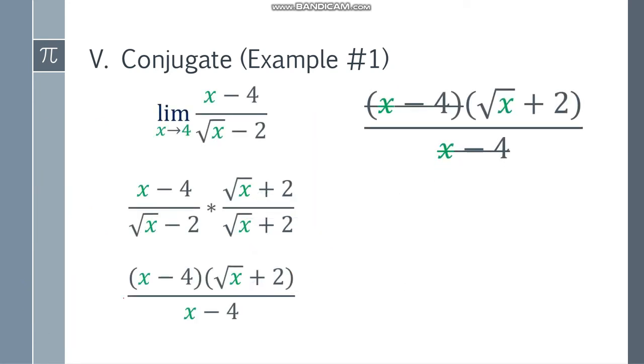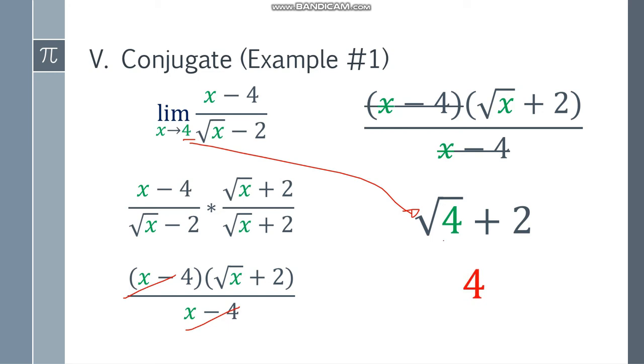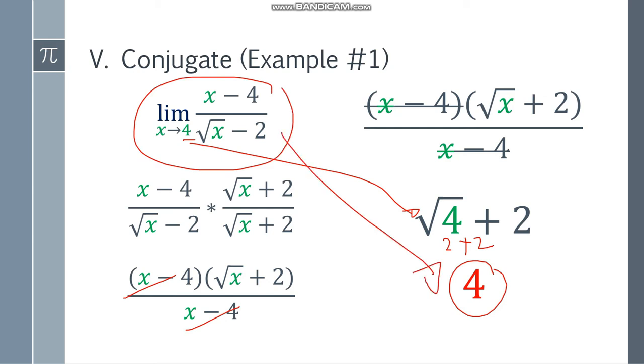Now, we could cancel the x minus 4 here. And we have left with just the quantity square root of x plus 2. Substitute the 4. So we have the square root of 4 plus 2. Square root of 4, that will be 2. 2 plus 2 is 4. So the answer to this question is 4.